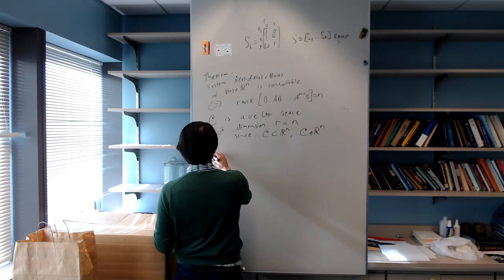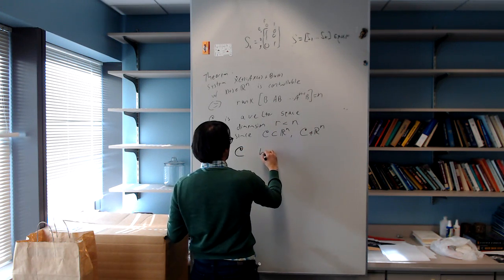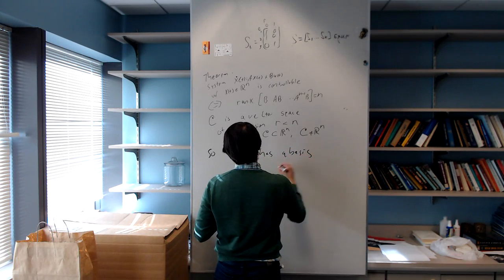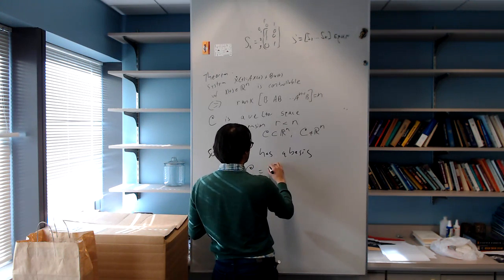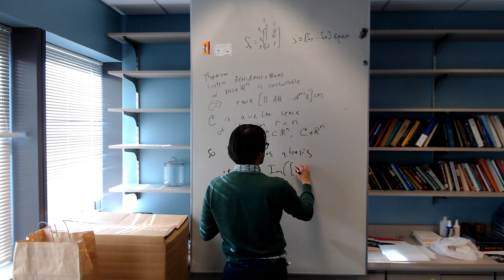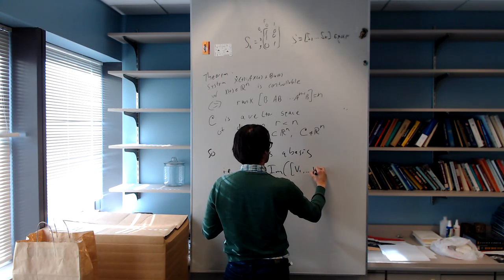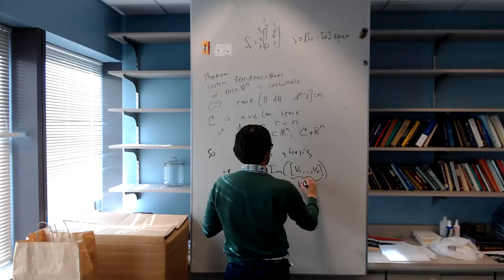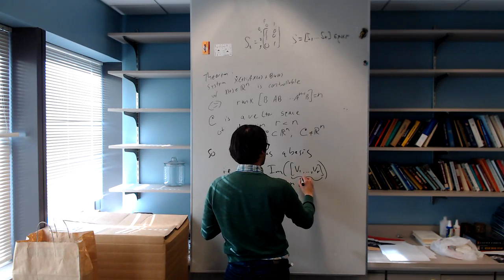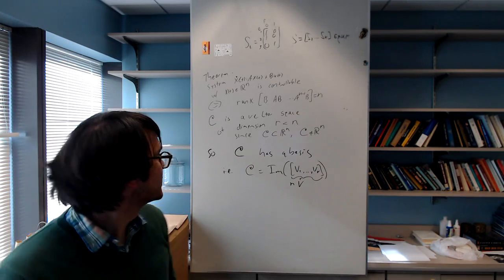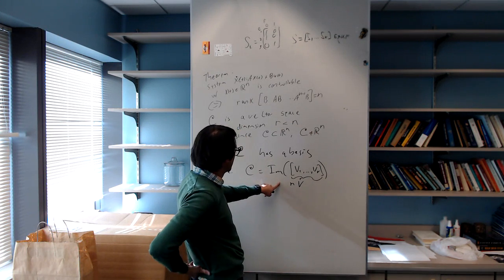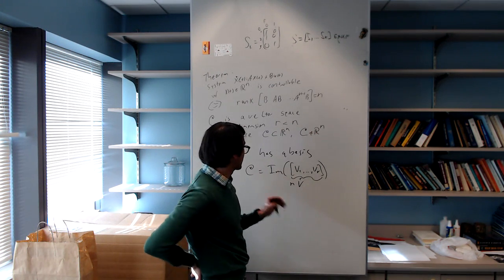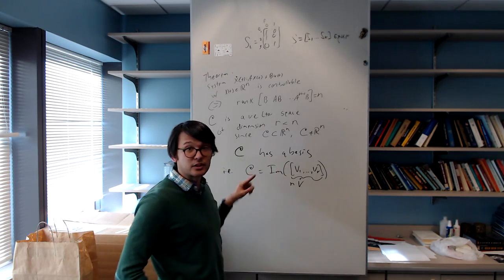So in particular, C has a basis. That is, C is equal to the image of the vectors v_1, ..., v_r, where this matrix V is an n by r matrix, where r is the rank and r is strictly less than n, just by the construction that we have.